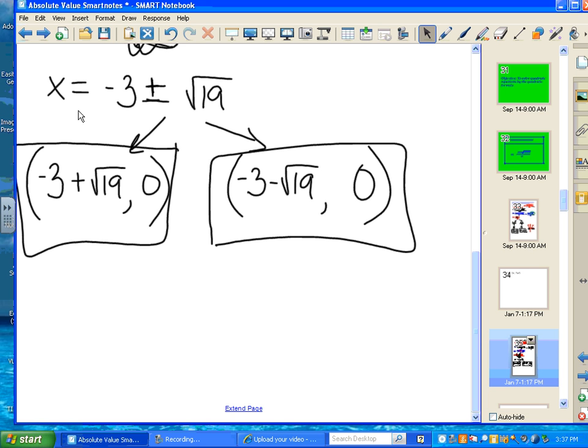Okay, let's take a look, and then I'll have you guys try one on your own. Let's flip over and take a look at one that's a little bit different. Let me just find one. Okay, let's take a look at letter G.